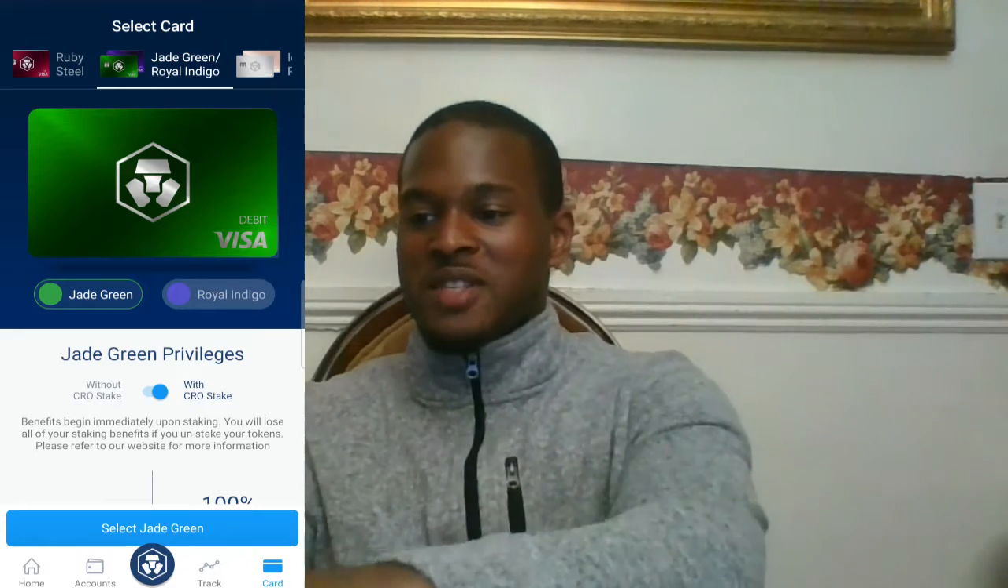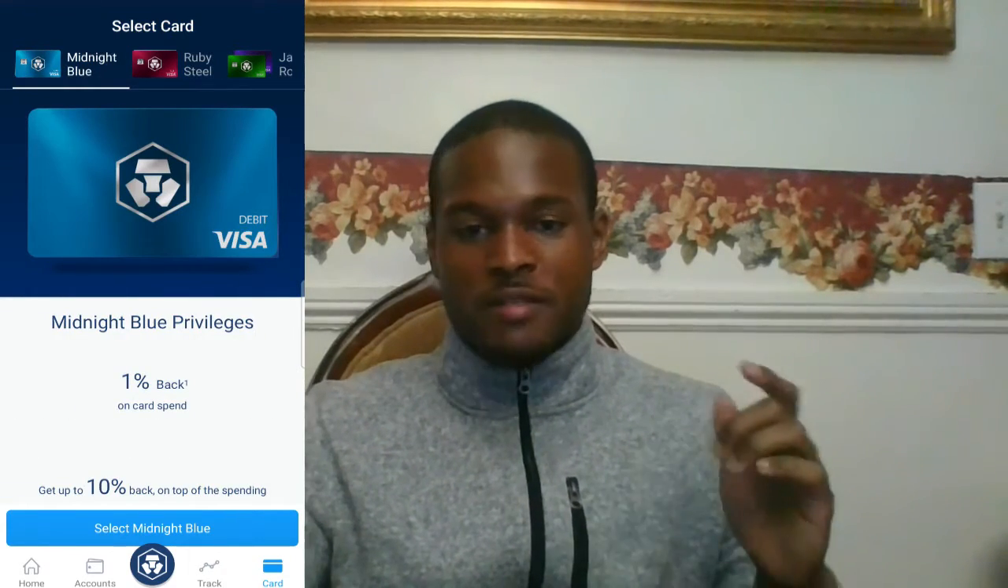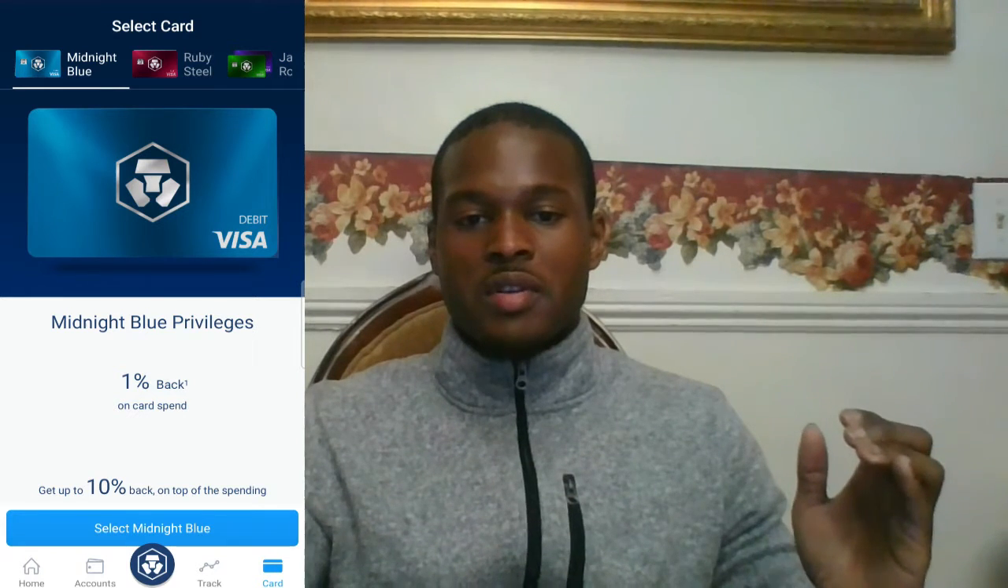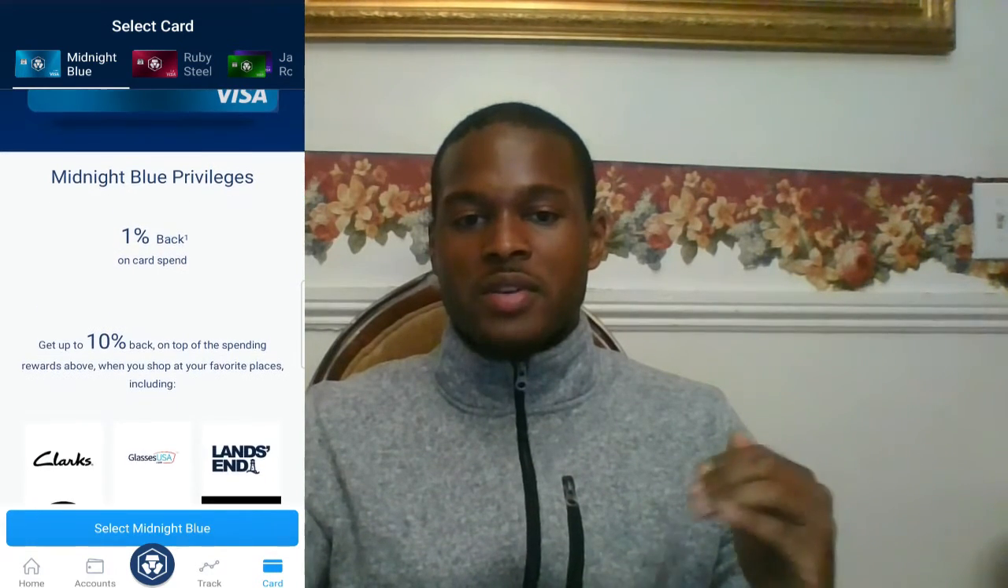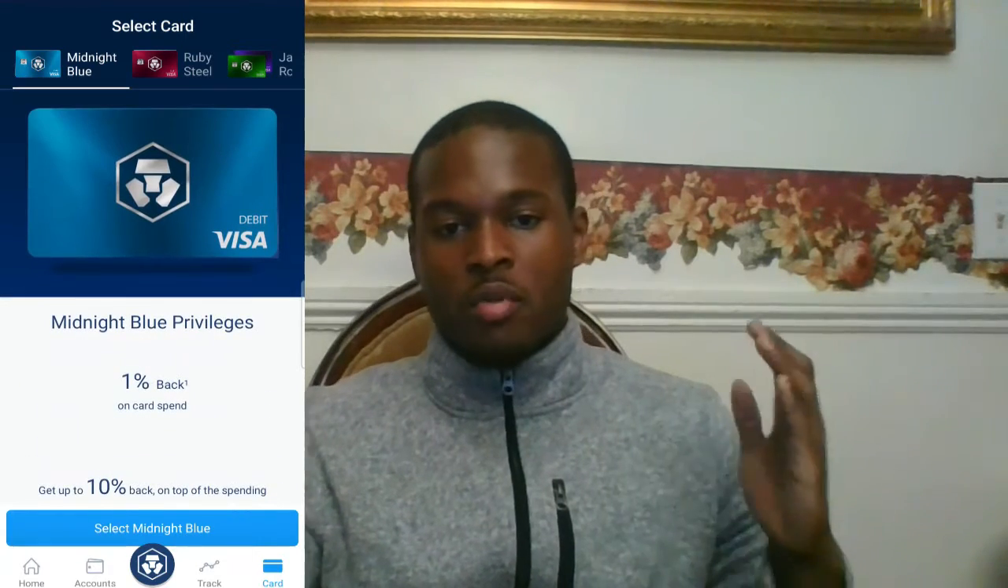Here we go. So let me start from Ruby. No, not Ruby, Midnight Blue. Midnight Blue is the first tier. You get 1% back in Crow. That's when you stake a certain amount of Crow. You could read into this to get more details, but as the tiers go on, the more rewards you get.